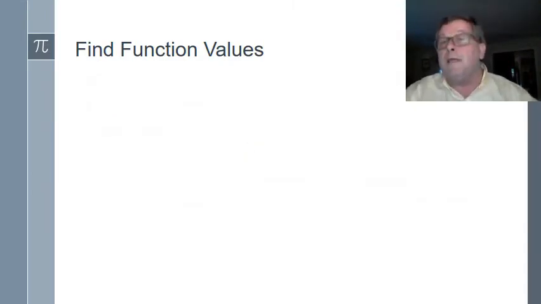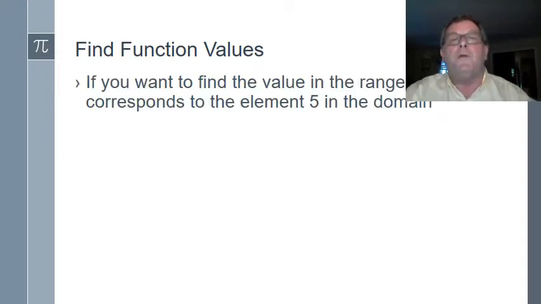Now, before we actually get into some calculations, let's go over a couple of other things. If we wanted to find the value in the range, this is y, or f of x, that corresponds to the element 5 in the domain, x is equal to 5. What is the value of the range? What is the f of x value if x itself is 5 in this function notation?